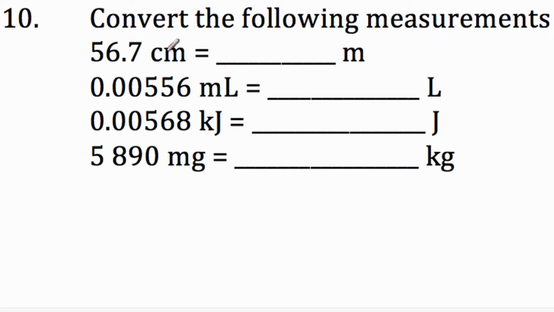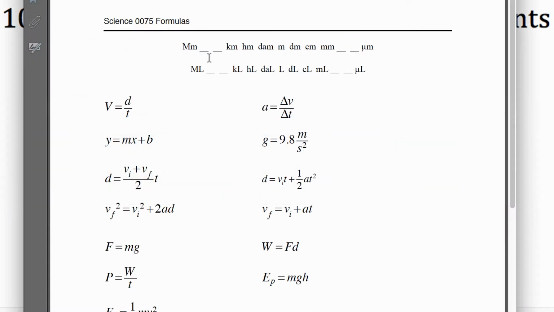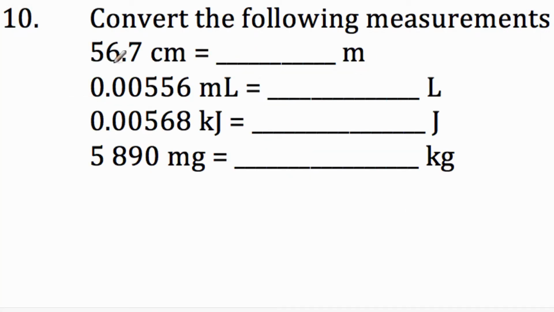Okay, if I want to convert from centimeters to meters, let me just pull up the chart quick. Right there. Here's a chart. So to go from centimeters to meters, it's up 2. So I'd have to move my decimal 2 to the left. 1, 2. So 0.567. Okay, from milliliters to liters.